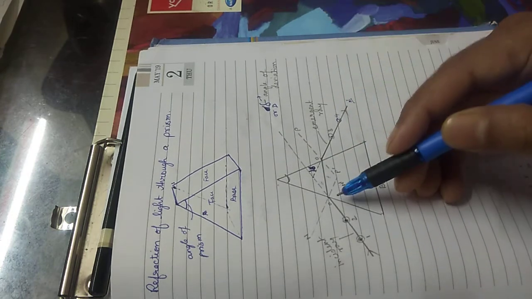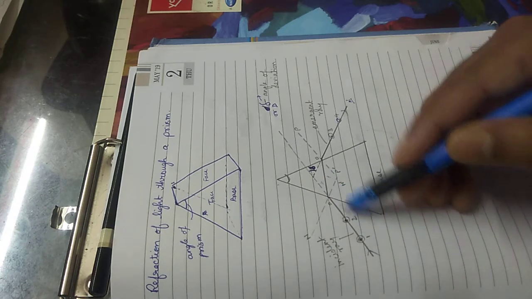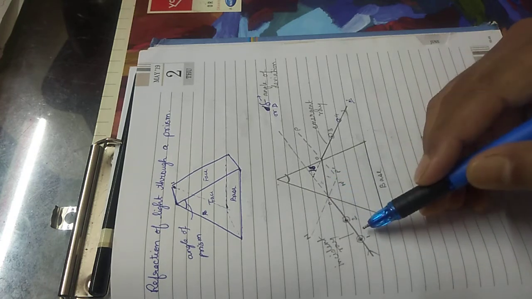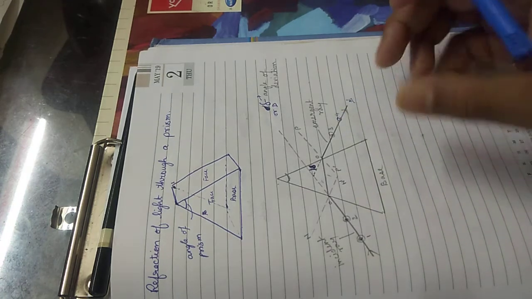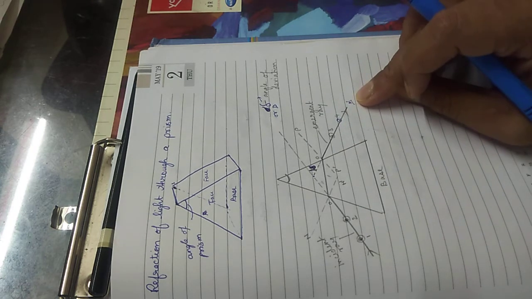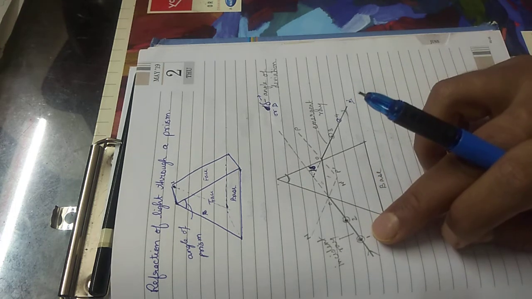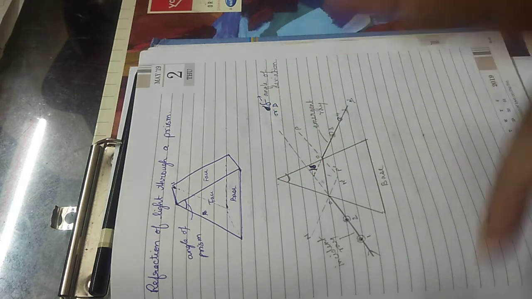After removing the prism, what we do? At a particular point, we draw an angle of incidence at any suitable angle and fix two pins here, just like we did in the earlier one. Then we place back the prism. After placing back the prism, we will observe from this side, in such a direction that pin number 1 and 2 appear to be in the same straight line.